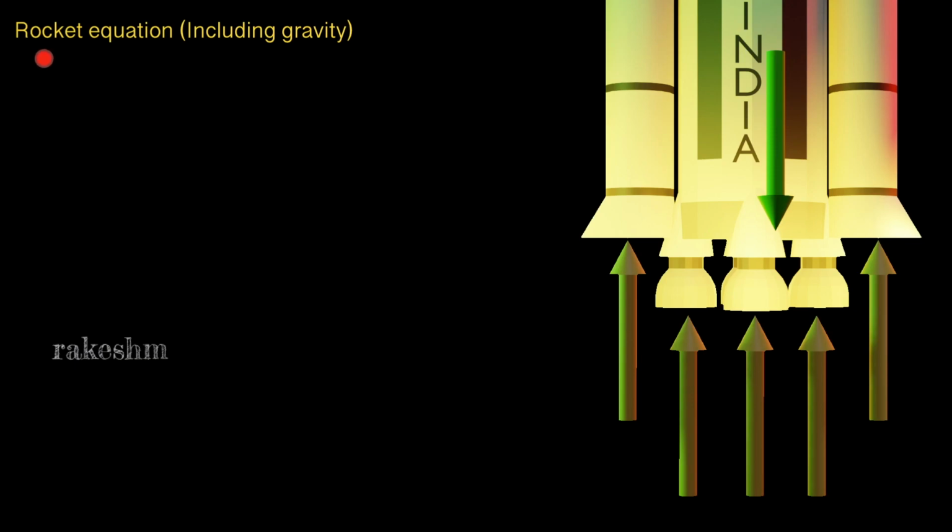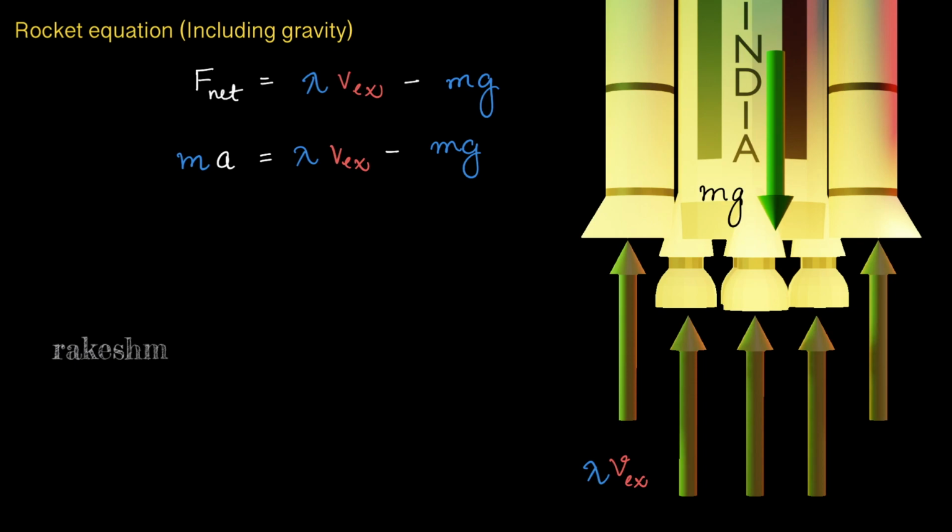Let us now extend the rocket equation, and in this case we'll consider gravity also. In the previous case we considered only thrust forces on the rocket. In this case you see we have put an additional force, which is the gravitational force on the rocket. So we have two forces acting on the rocket right now. One is the thrust force and the other is the gravitational force. So the net force acting on the rocket is thrust force minus the gravitational force. So we can write net force equals mass into acceleration, which equals thrust force minus mg.